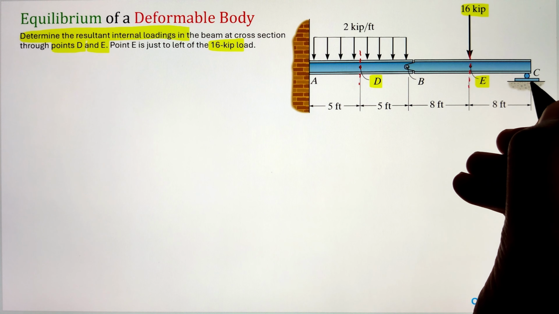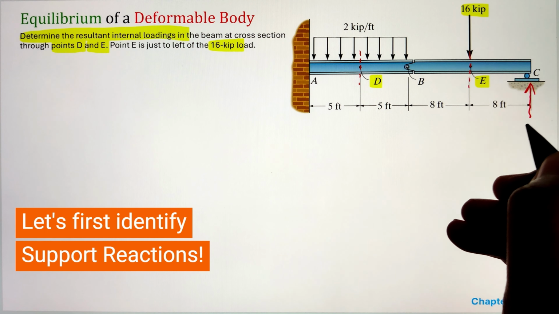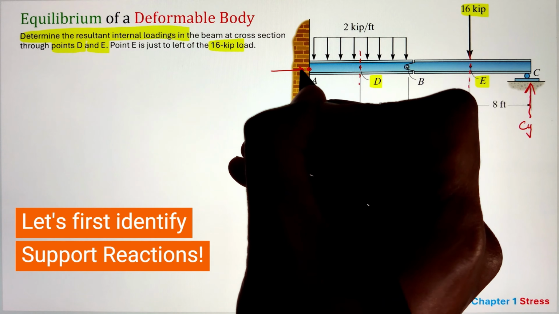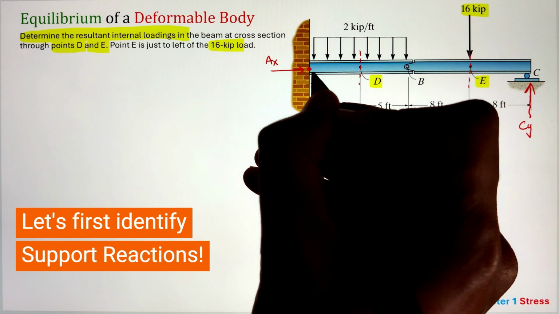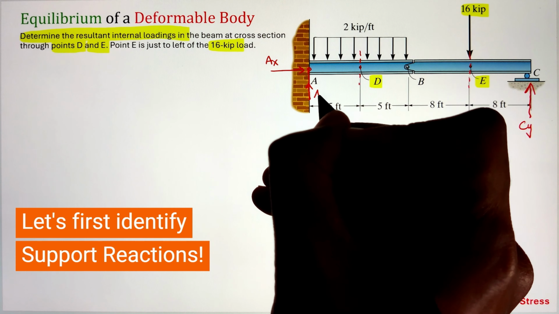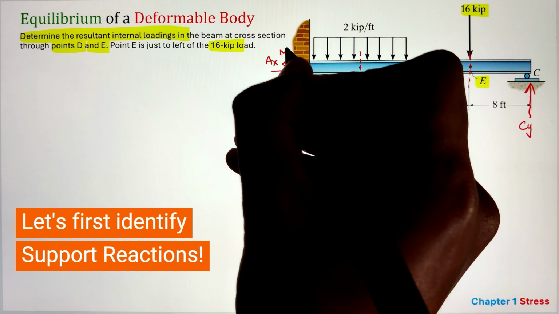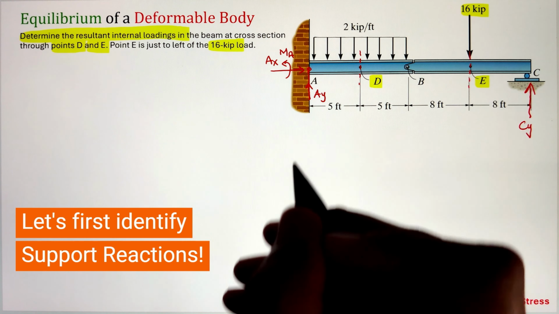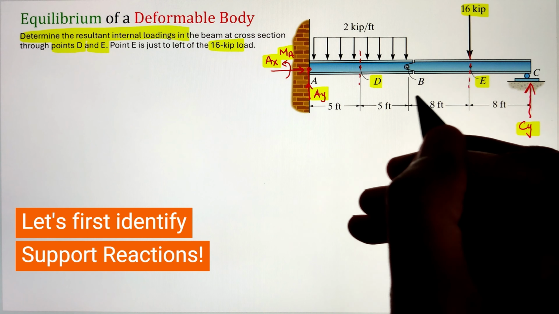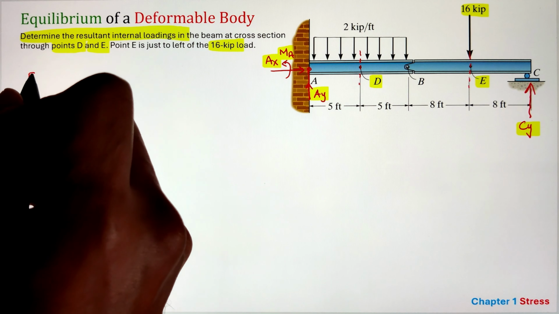Now, in order to do that, we first have to identify the support reactions. Here, I have a roller at point C that will have one support reaction going vertically upward, as the motion is restricted along the vertical direction, whereas point A is fixed in the wall. That's why we have three support reactions: horizontal Ax, vertical Ay, as well as MA, as the rotation is also restricted at that particular location.